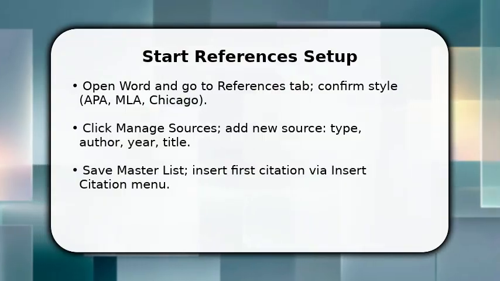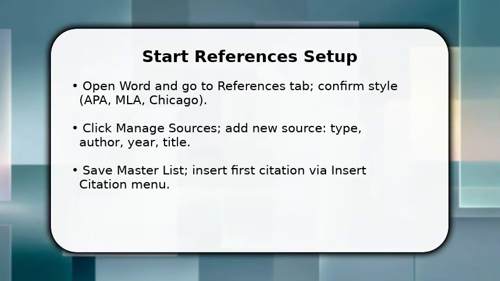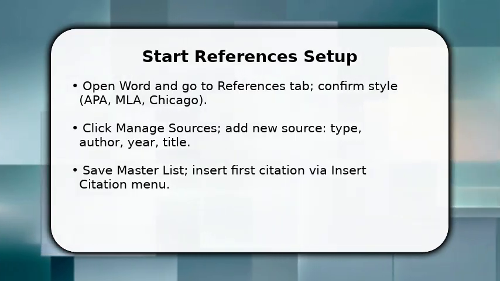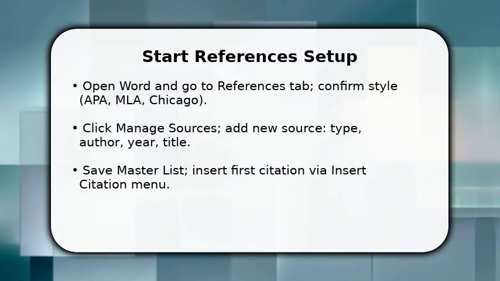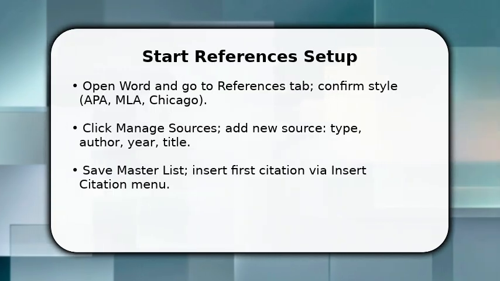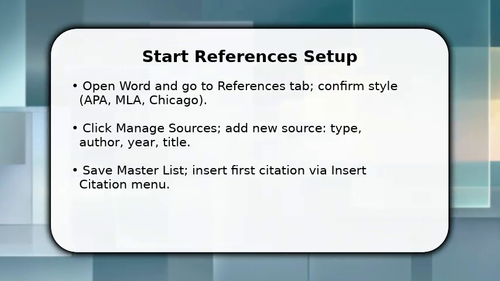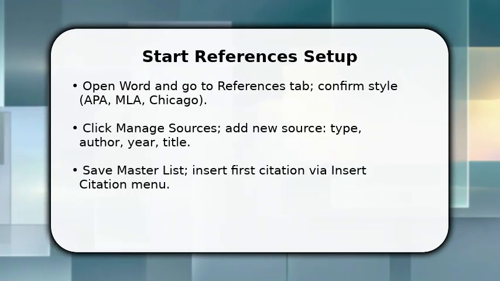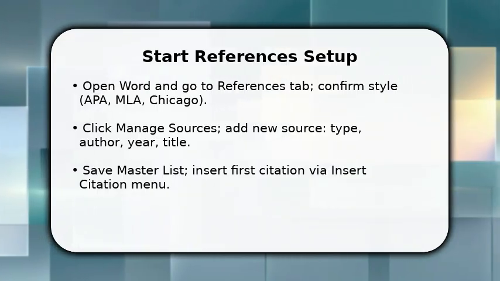You begin by choosing the correct citation style in the References tab. This ensures consistency throughout. Next, open Manage Sources and add a new entry with type, author, year, and title so Word stores it. Once done, save the source to the master list and position the cursor where the citation belongs.